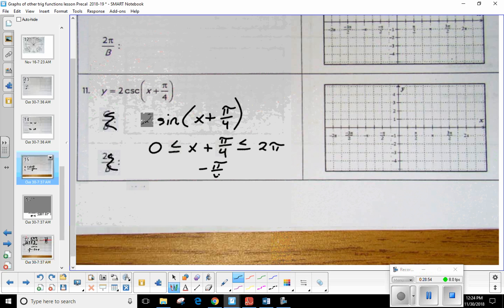So minus pi over 4, minus pi over 4, minus pi over 4. So those are going to cancel. I have the x that I wanted in the middle. What's the lower? Negative pi over 4, 0 minus pi over 4. And what's the upper? Okay, 1 3/4.